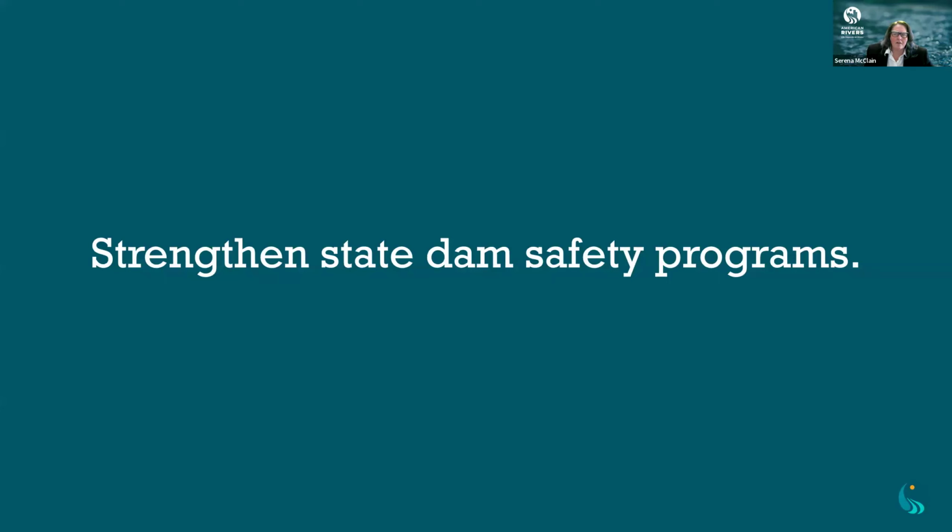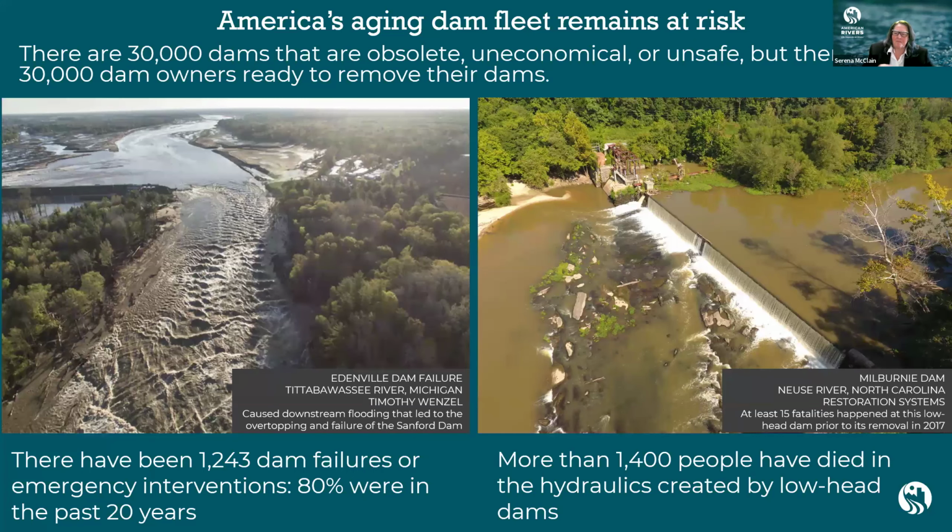I'm going to take a little bit of time to dive more deeply into state dam safety programs. I mentioned that dam safety provides one of our most important incentives for dam removal. It's a fact that this country's dam fleet is aging. The average age of dams in the NID is over 57 years old. We're also seeing, because of climate change and more extreme fluctuations in weather patterns, more dam failures. There have been 1,243 dam failures or emergency interventions, 80% of which have been in the past 20 years.